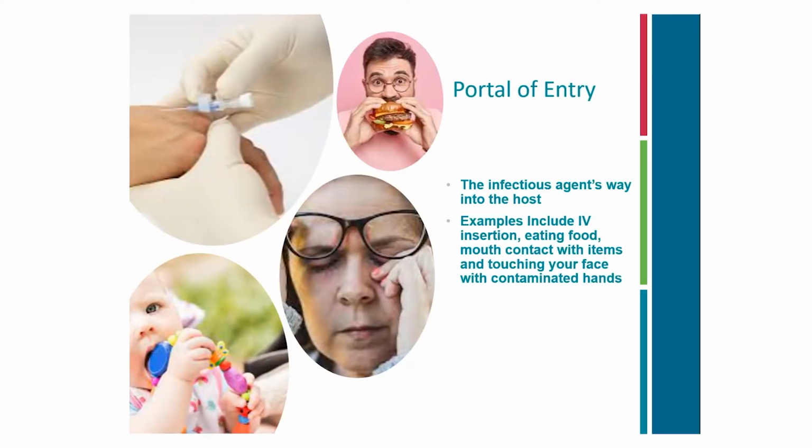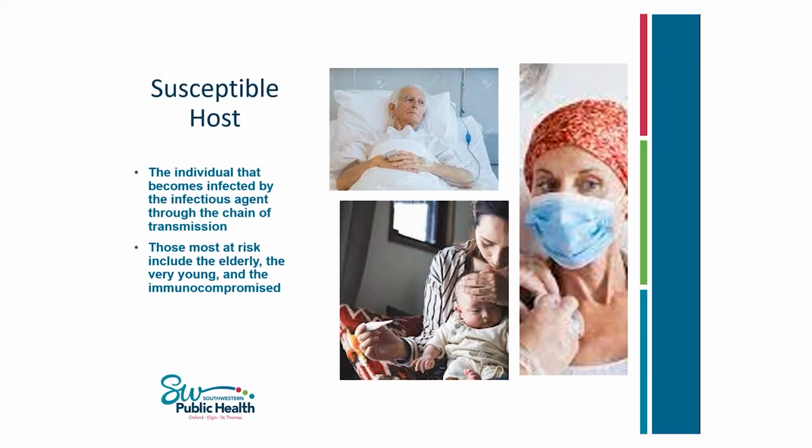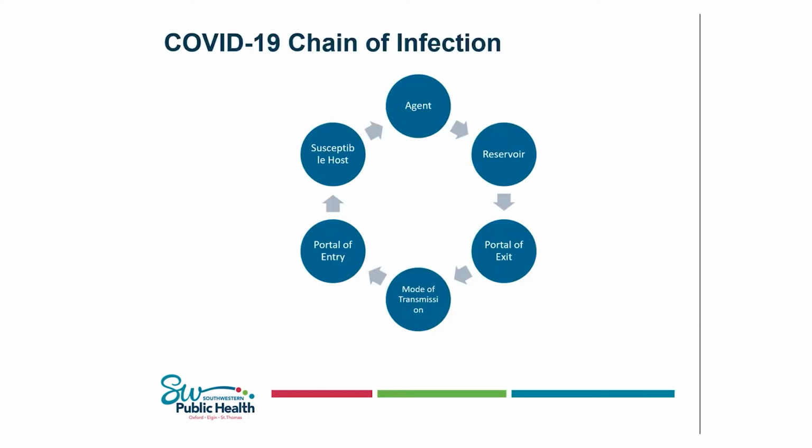Again, how do we get these germs into our body? The infectious agent's way to get into the host: scratching our eyes, medical devices, the food we eat, and certainly kids who are in that mouthing stage when they're teething can introduce germs to themselves as well. And then finally, some examples that we talked about of having that susceptible person. Okay, so just reinforcing that with visuals.